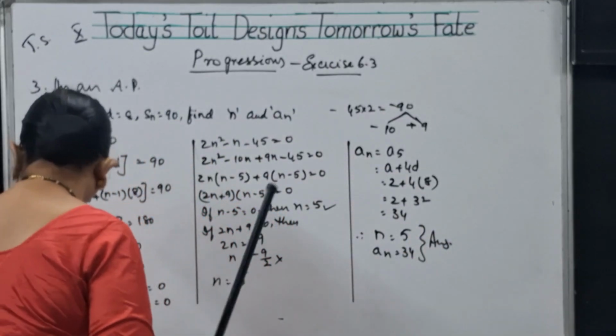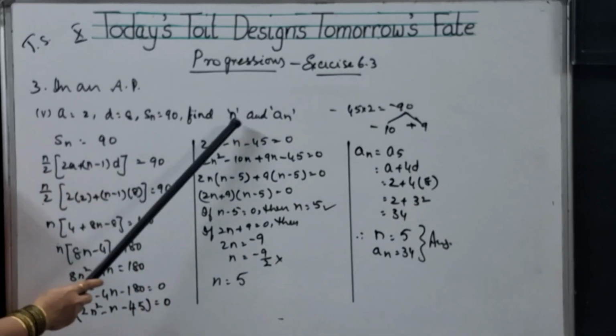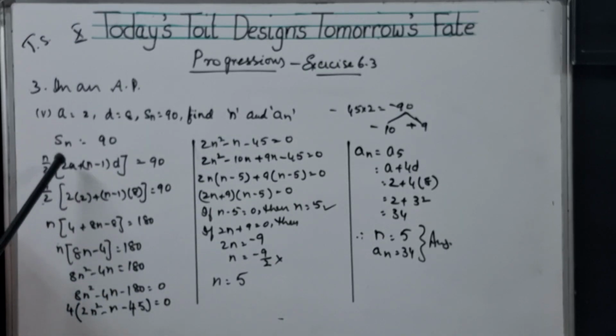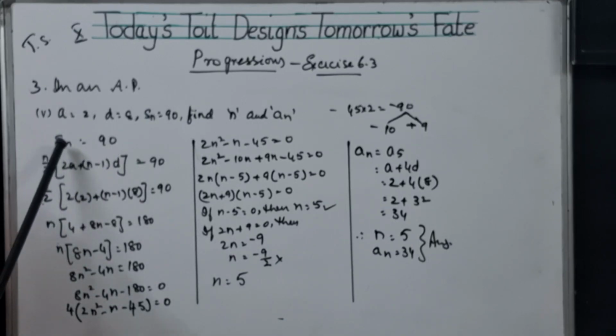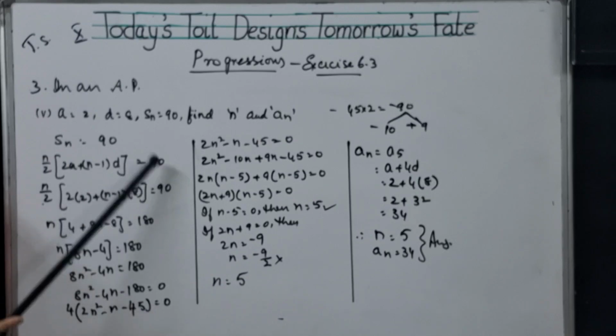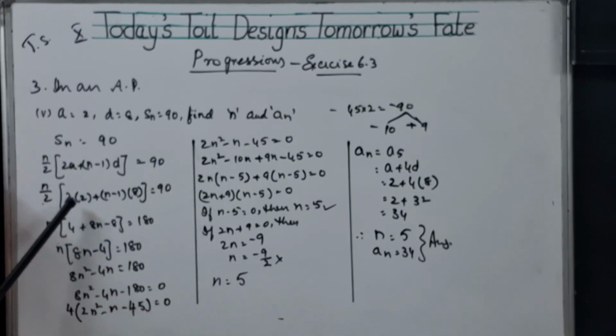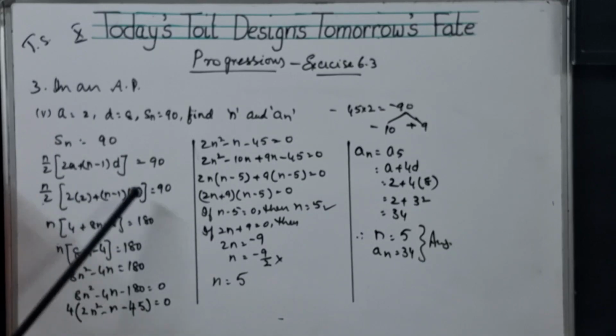So let me explain you once again. Here a is given as 2, D is given as 8, sum to n terms is given as 90. You need to find out n and an. We have to take the sum to n terms to solve the problem. The general formula is n by 2 into 2a plus n minus 1 into d. That means how much, children? This is equal to 90, they have already given. So n by 2 into a, given as 2, plus n minus 1 into d, which is 8, is 90. So I send this 2 here.